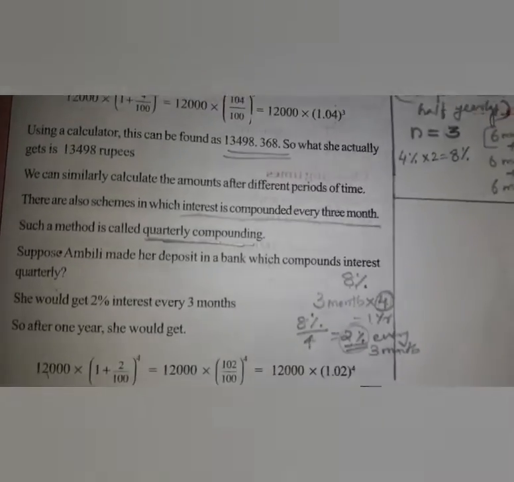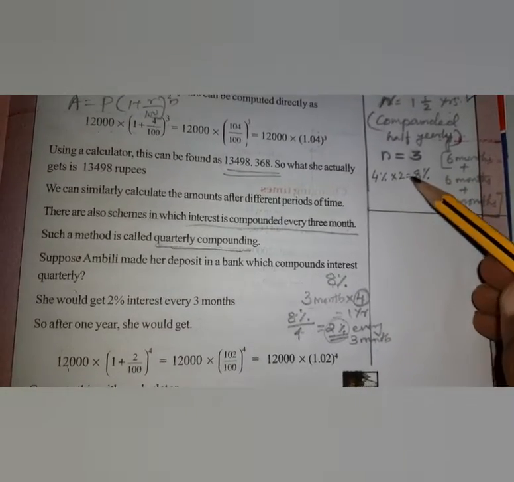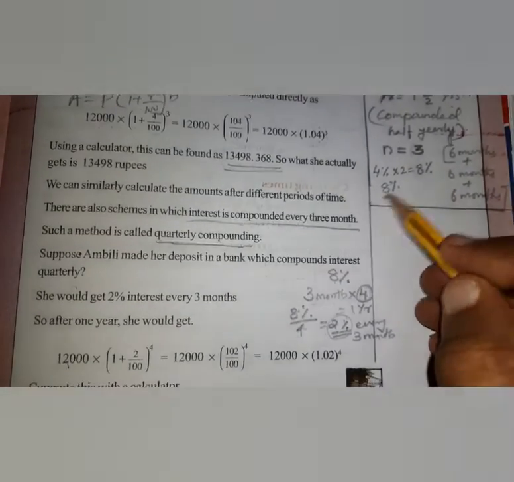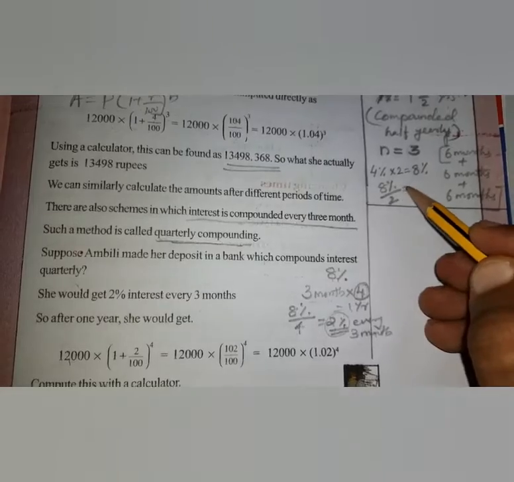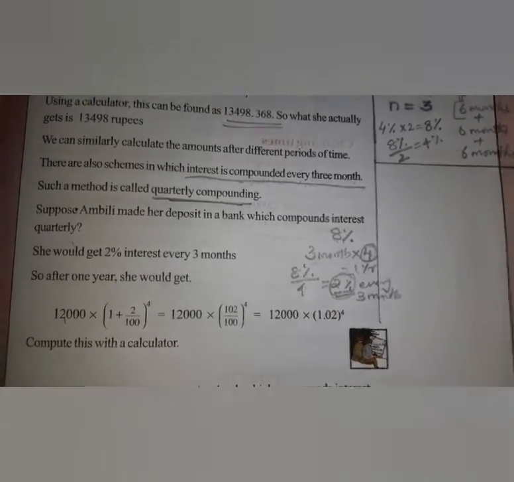Previously you got 8% annual, but half yearly it was calculated. Half yearly means every 6 months, so twice a year. That means you have to divide 8% by 2, which is 4%. Like that you got 4%. Here 8% is calculated 4 times a year. So every 3 months the interest is how much? 2% only. And remember that.